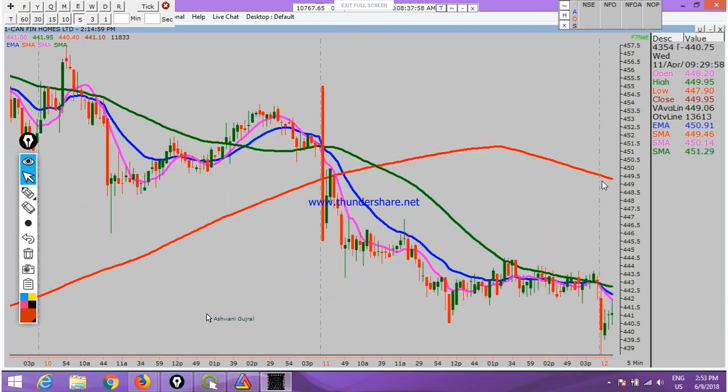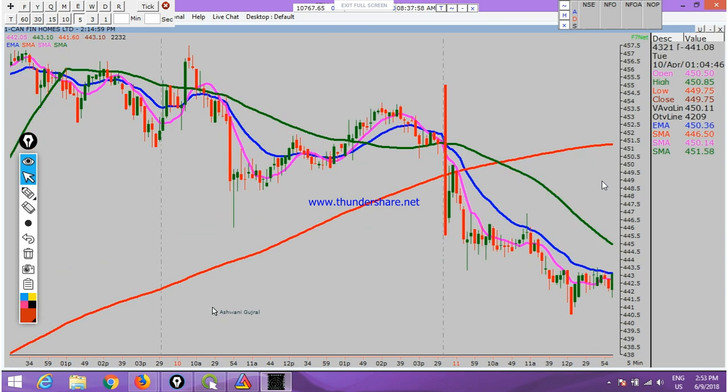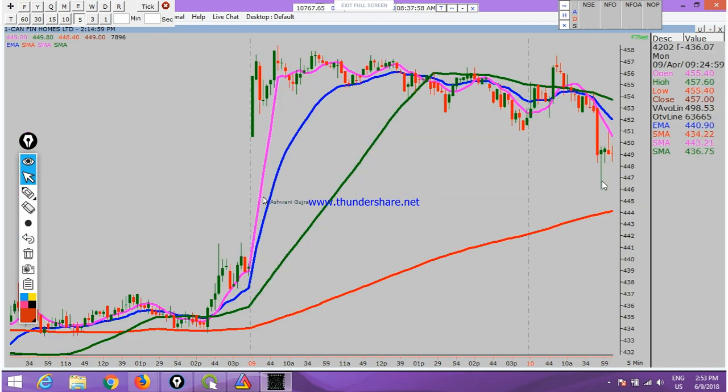Now see this one. Do you want to buy this gap up? Look at the distance between 200 and this gap. So this is a gap I would not buy. As you can see, it hardly got any follow through.